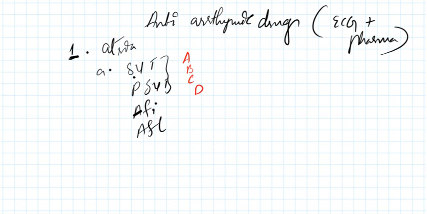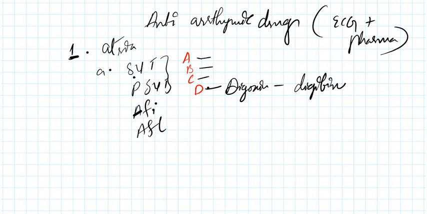So simply remember A for adenosine, B for beta blocker, C for calcium channel blockers, and D for, can anyone tell what D is for? It's D for digoxin. Now can you tell me what is the antidote for digoxin toxicity? It's digibind. Remember, always masticate the things which you read. Always try to masticate it as many number of times, because it will become a permanent memory.